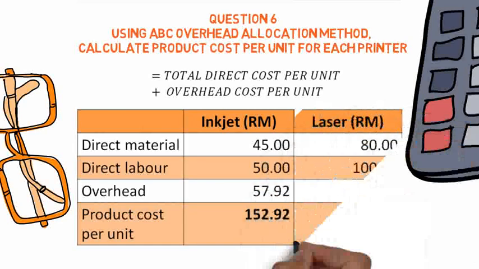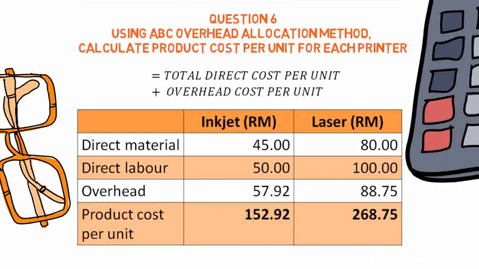Using the same method, we calculate product cost per unit for laser printer. For laser printer, direct material cost per unit is Rm 320,000 divided by total units manufactured, which is 4,000 units, equals Rm 80. Direct labor cost for laser printer is Rm 400,000 divided by 4,000 units, equals Rm 100. So, product cost per unit for laser printer is total direct cost per unit plus overhead, equals Rm 80 plus Rm 100 plus Rm 88.75, equals Rm 268.75.